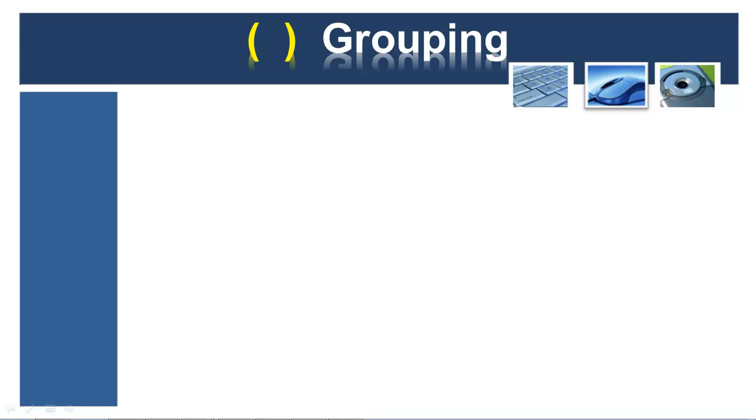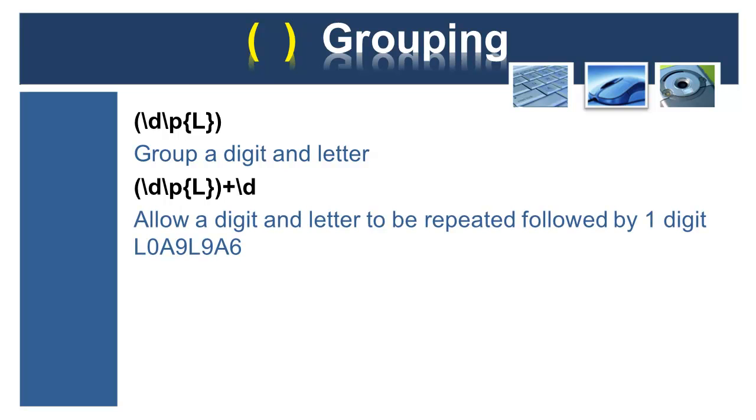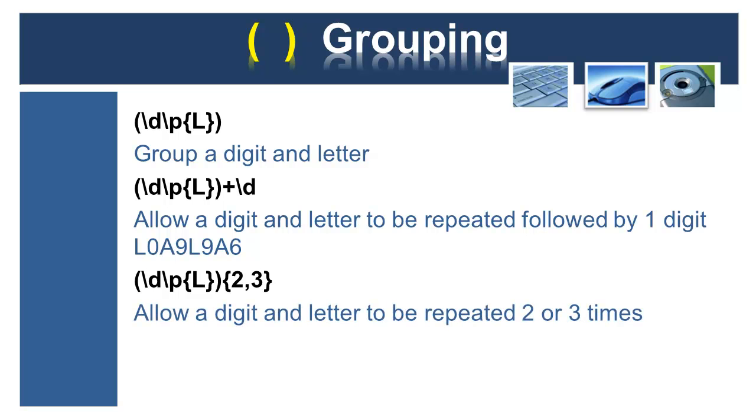Grouping allows you to take a collection of meta characters and place them into a particular sequence. So grouping is using the parenthesis brackets, and it looks something like this. Now that simply does a simple group that takes a digit and a letter together. But I can use this to repeat the sequence of digit and letter multiple times. So this example here allows a digit and a letter to be repeated many times, followed by a digit at the end. This one here shows the sequence of a digit and a letter being repeated 2 or 3 times.